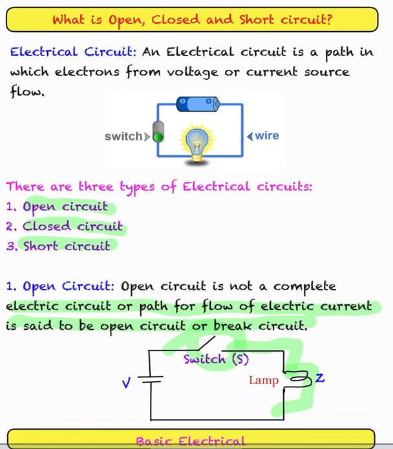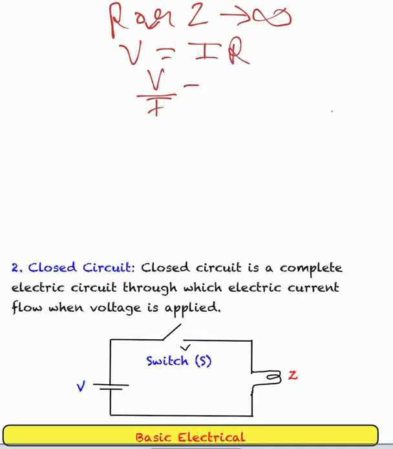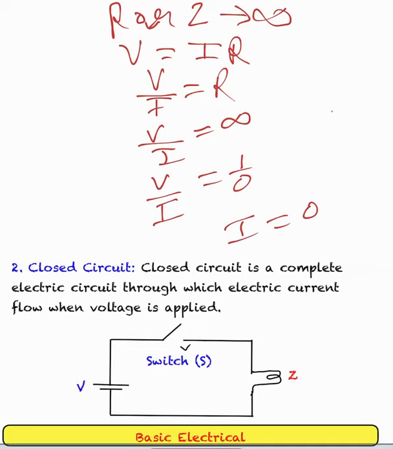When the load is open, the resistance R and the load impedance Z will be infinity. So in that case R or Z is infinity. We know that V is equal to IR, means V by I is equal to R, means R is infinity. So put the value: V by I is equal to infinity, and infinity we write as 1 by 0. So V by I is equal to 1 by 0. That means I equals 0. So in the open circuit case the current is 0.